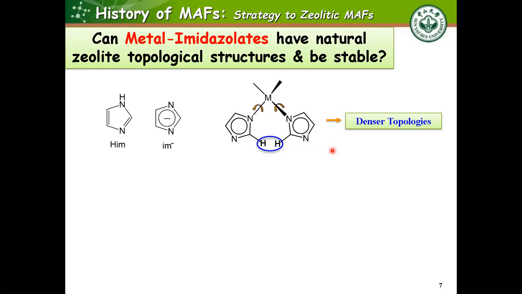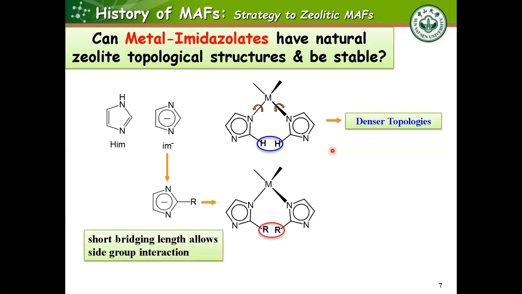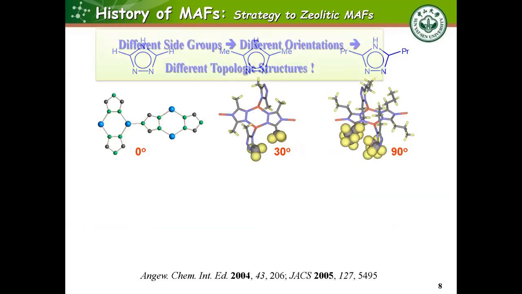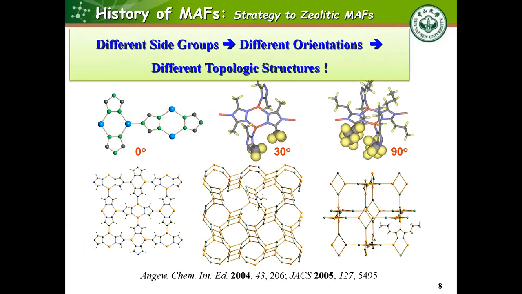Because nature abhors vacuum, with different alkyl or other side groups, imidazoles may have different interligand interactions in the coordination sphere. That's a restraint on the rotation of imidazole ligands and may eventually lead to formations of different coordination networks. The conjecture was verified by synthesis of a series of metal imidazolates and triazolates. As can be seen from our parallel study on coordination polymers of copper(I) triazolate, different side groups lead to different relative orientations of the triazolate ligands and consequently to different framework structures. This observation confirmed that the side group has a very important effect on the structure of the coordination network.